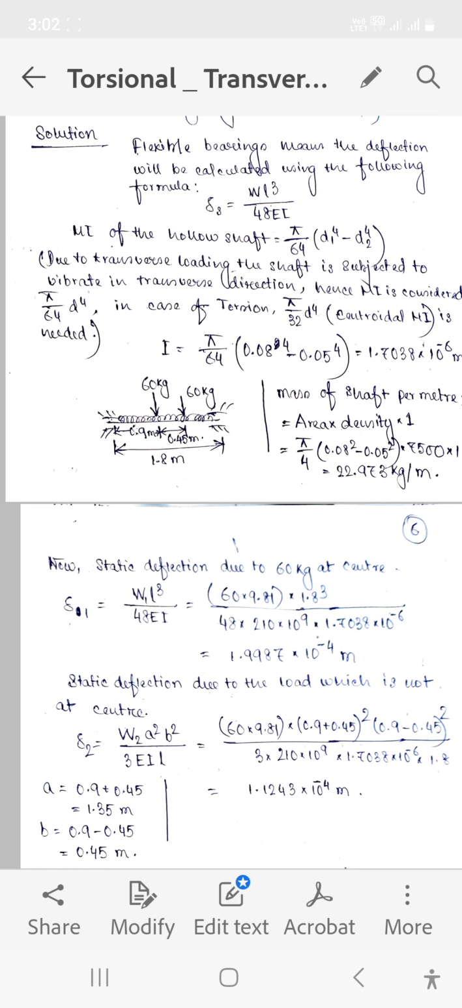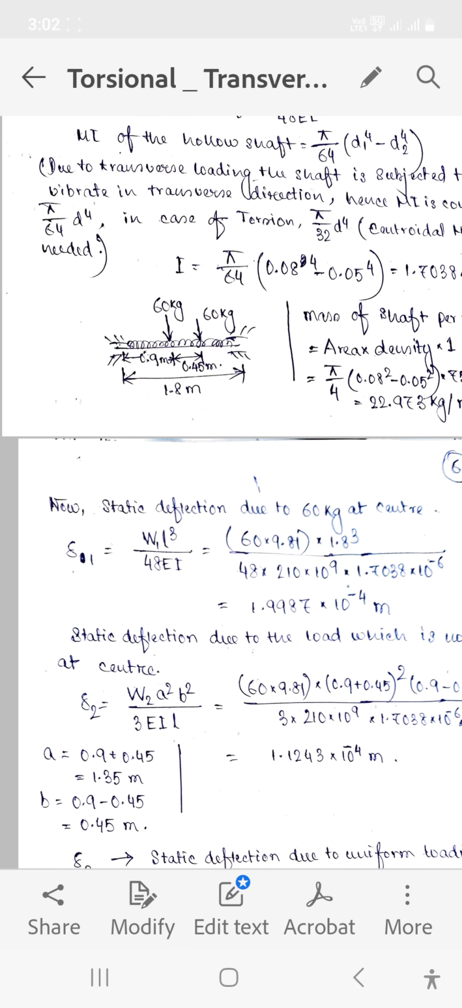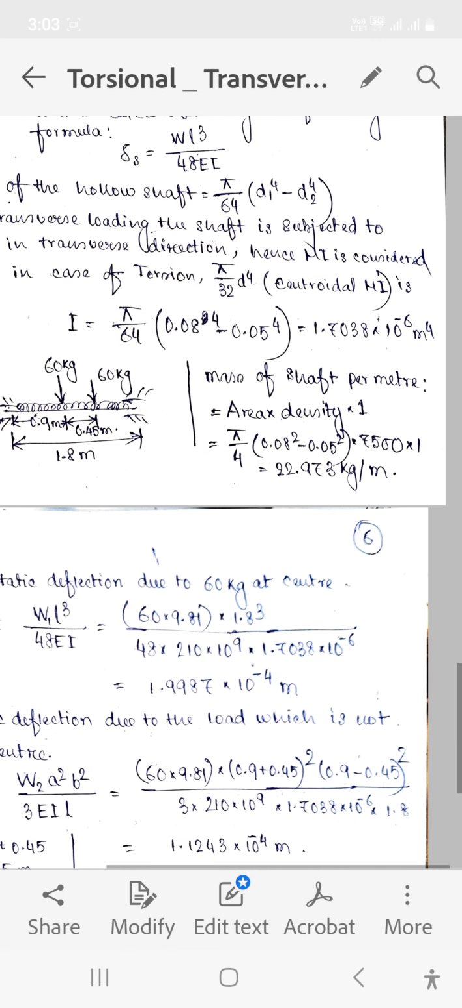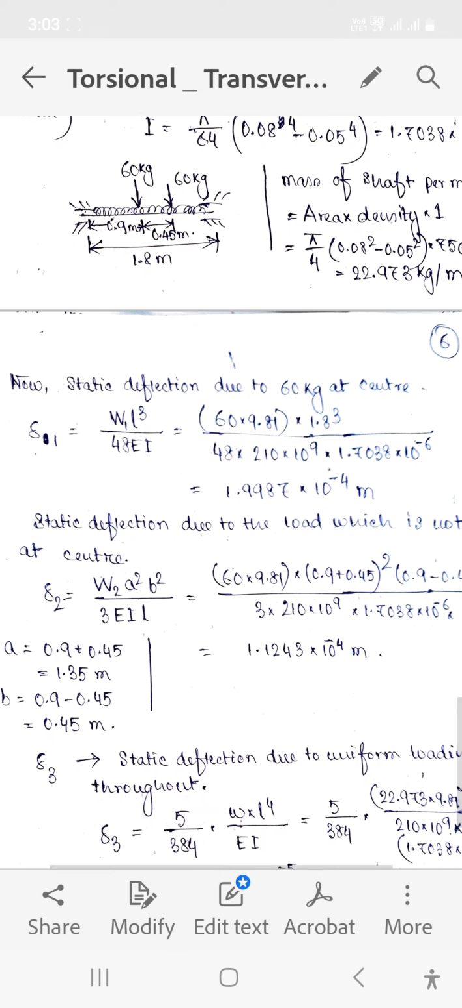That is the static deflection due to the 60 kg at center. Now, the second one is static deflection due to the load which is not at center, W A square B square by 3EIL. So for the first case, everything is given in the formula apart from this W1, which is 60, so I need to convert it into weight by multiplying by 9.81. L is 1.8 meter, already we know. 48, E is 210 giganewtons per meter square. So I calculated that, and I got 1.9987 into 10 to the minus 4.